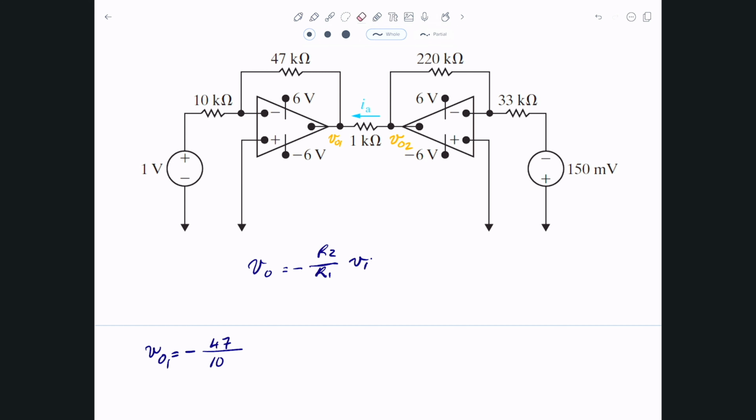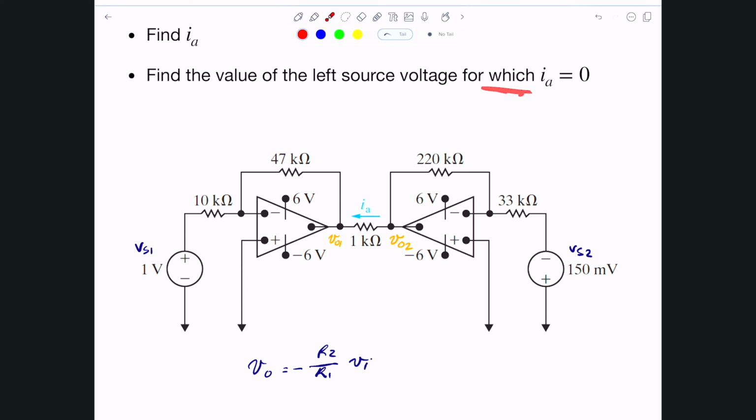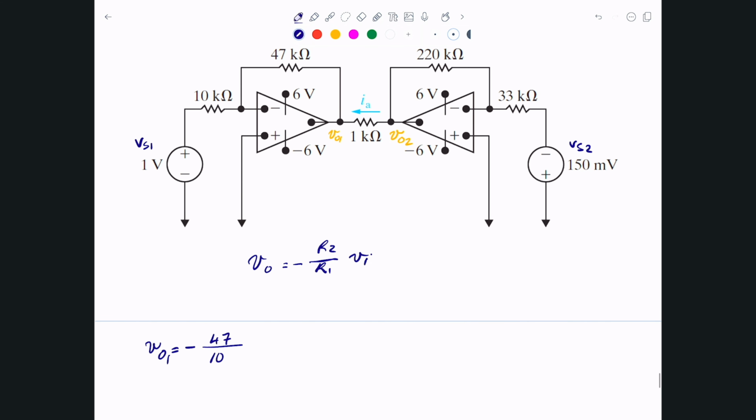Let me call this one here VS1, and this one here VS2. The reason I'm doing this is because in the second part, I'm also being asked to change VS2, which is the left source, so that this current is 0. So I'll just write these equations in VS1 and VS2 so that when we come back to it, I don't have to rewrite them. So this becomes, in terms of VS1, which at this particular moment is 1 volt, negative 47 divided by 10 times 1 volt, which is negative 4.7 volt. That's exactly how much this output value is in here.